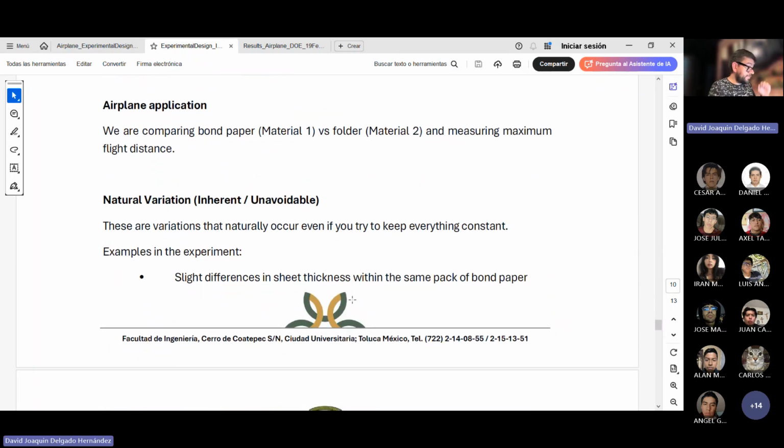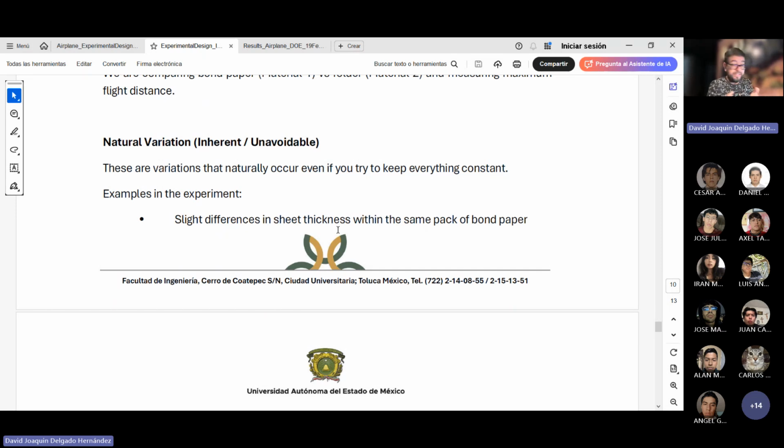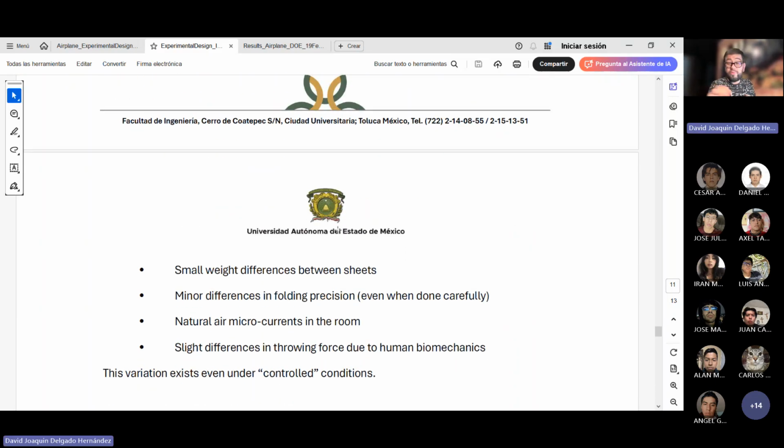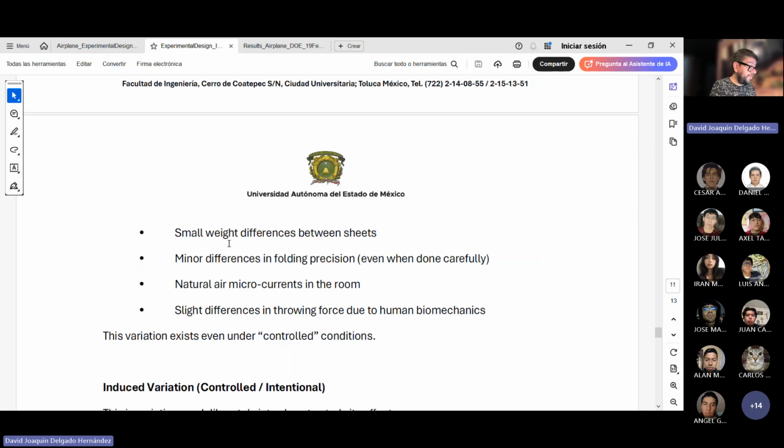Natural variation, a slight difference in sheet thickness. So the thickness of the sheet can vary, that will be natural. I can have small weight differences, minor differences in folder precision. When I am folding, I can have 1 millimeter difference from one plane to the other. That is a natural variation. Natural air microcurrents in the room, a slight difference in throwing force. I can throw first very strong and then not so strong, okay?